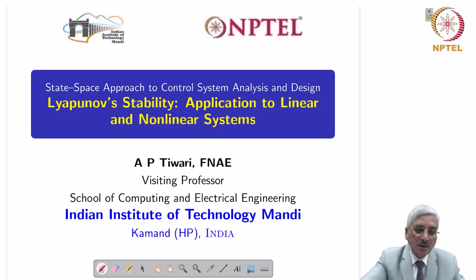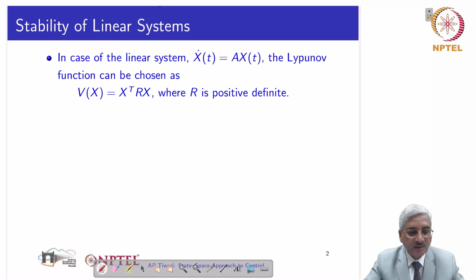In fact, we are going to learn the indirect method because we found that there the choice of Lyapunov function was something very difficult task. So we apply the concepts first to linear systems and then also to nonlinear systems. We are given a linear system x dot equal to Ax, and in this case it is very easy to choose a Lyapunov function as a quadratic function x transpose Rx.